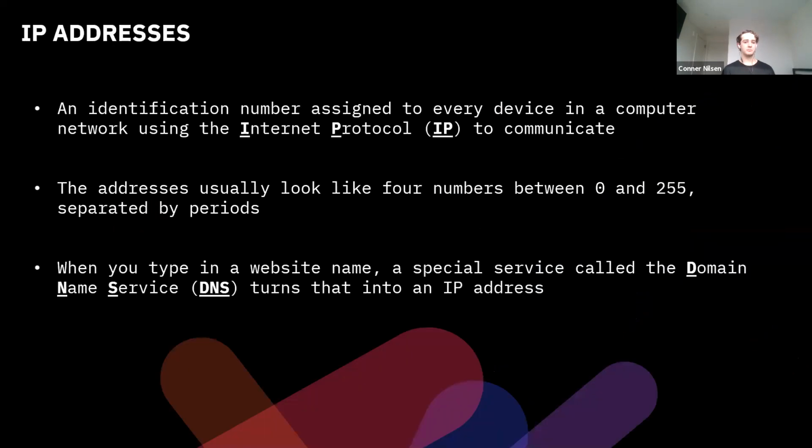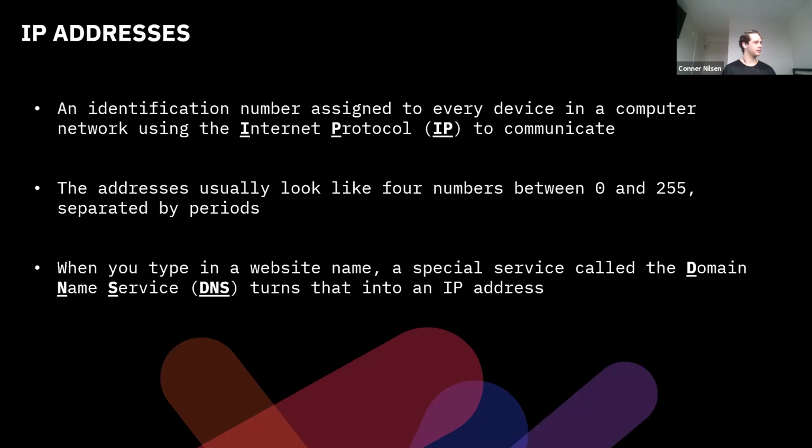If you haven't seen them before, IP addresses are an identification number assigned to every device on a computer network, which uses the Internet Protocol, the IP part of IP address, to communicate and relay information. In most cases, IPv4, which is a specific version of that, is used, and those usually look like 4 numbers from 0 to 255, separated by periods. We'll show some examples in a second.